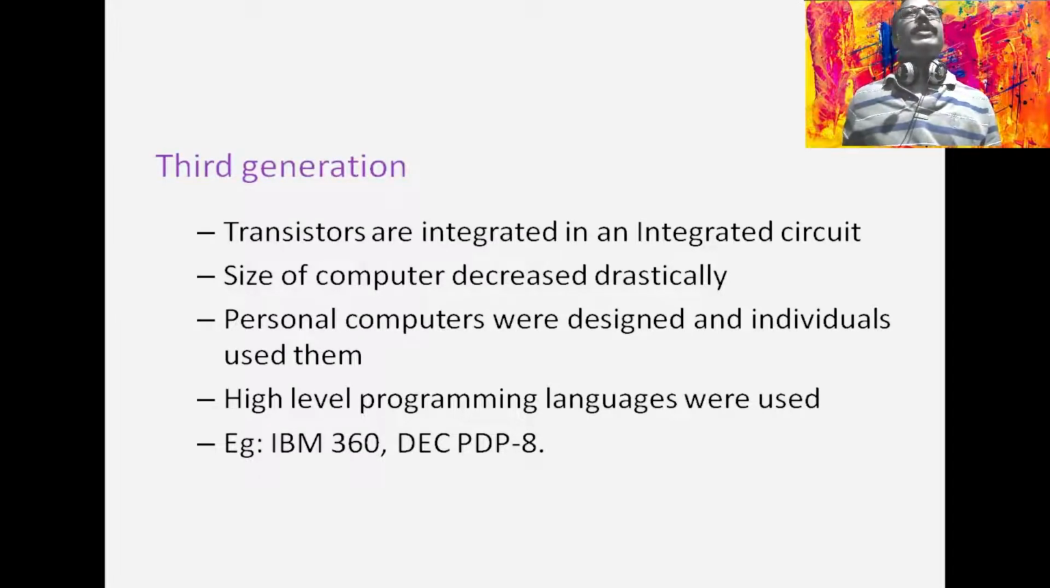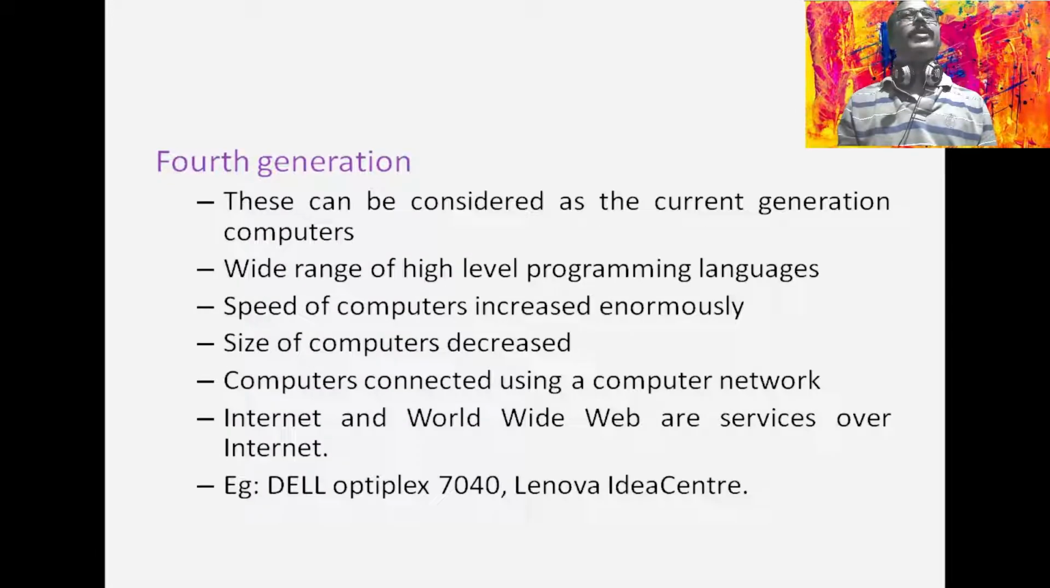Size of computers decreased drastically. Personal computers were introduced, and instead of assembly language, high-level programming languages are used. High, that means high when compared to the machine. The reason we'll study in detail later. So programming languages like C, C++, Java were used. Initially it started with COBOL, ALGOL, FORTRAN, etc. IBM 360 and DEC PDP-8 are examples.